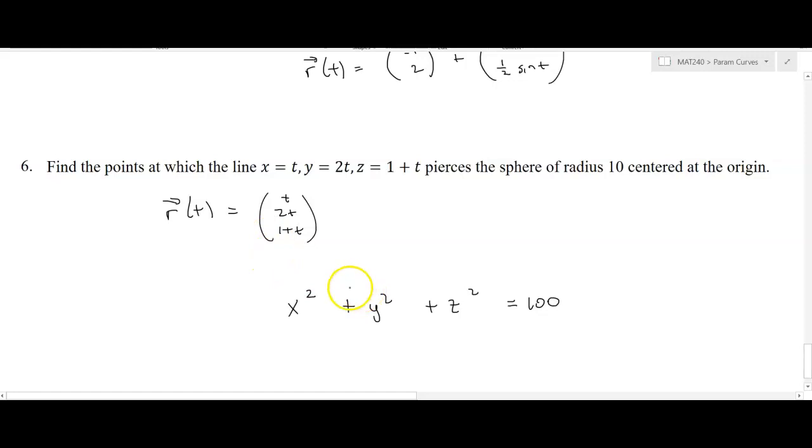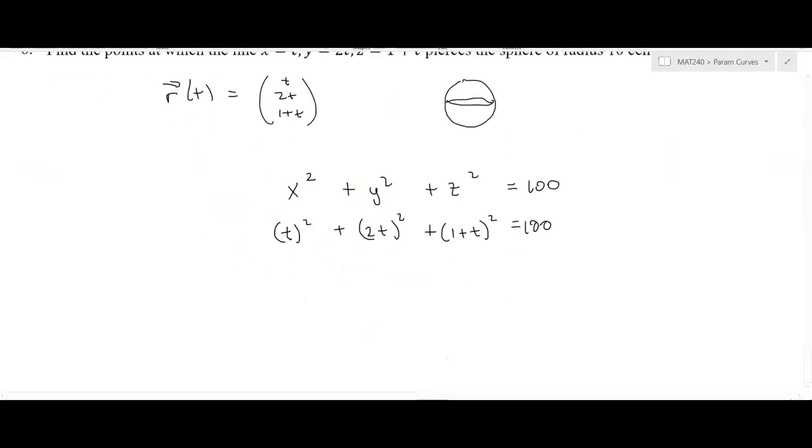Now, in order for this point to touch the sphere, every single point along this sphere satisfies the condition that the square of x added to the square of y added to the square of z has to equal 100. Well, that means for me, here, the square of t, which is my x, plus the square of my y, plus the square of my z, has to equal 100. And I'm just going to go ahead and do this algebraically here, but we could solve this equation by using Desmos or by using Wolfram Alpha.